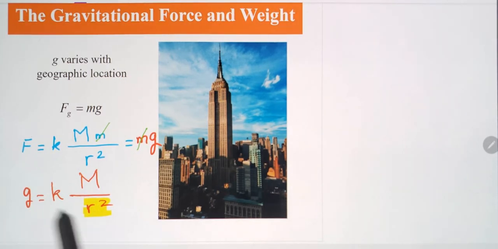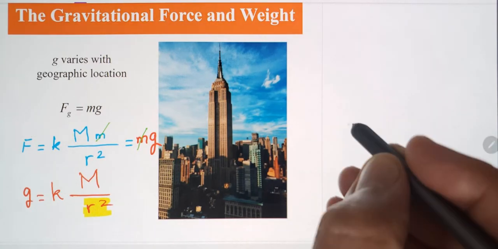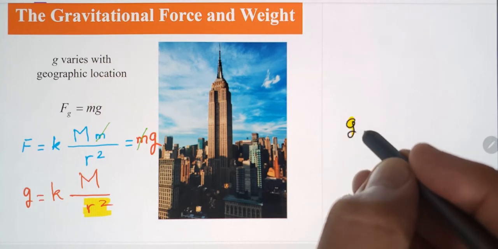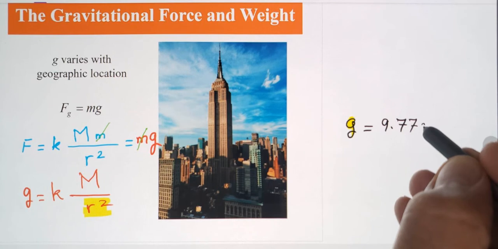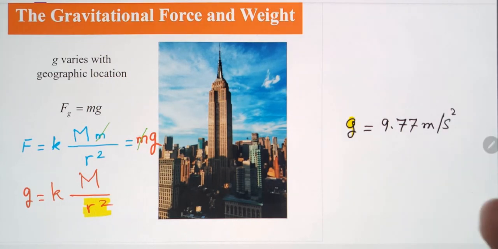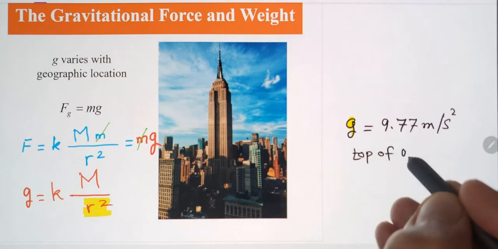And they calculate it, they measure it. For example, at the top of a mountain, G can reach 9.77 meter per second square.